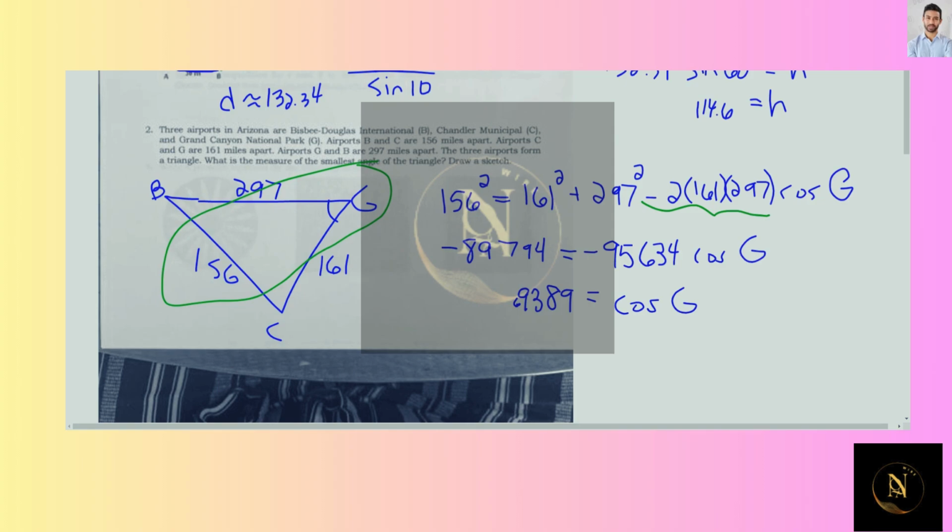And the last thing you would do to solve for angle G is to take the inverse cosine of each side. So the inverse cosine of 0.9389, make sure your calculator is in degree mode, and you'll get 20.1 degrees. So the measure of angle G is 20.1. Maybe you can round that to the nearest integer as well, and that would just be 20 degrees.